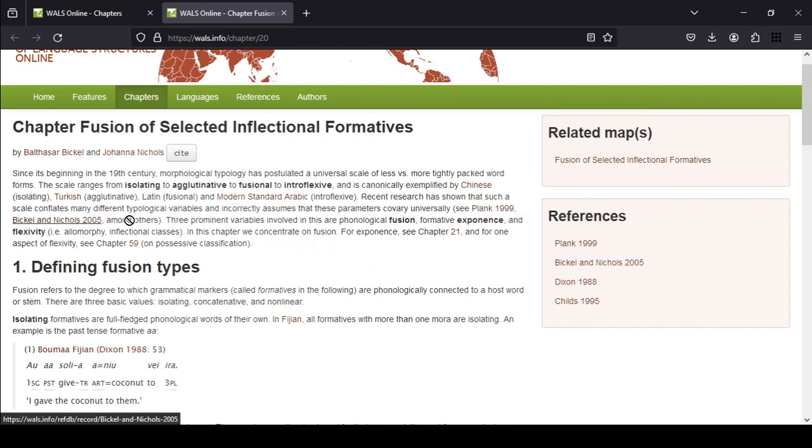This is Bickel and Nichols 2005. This is the same people who wrote it. They're citing their own research. That's funny.